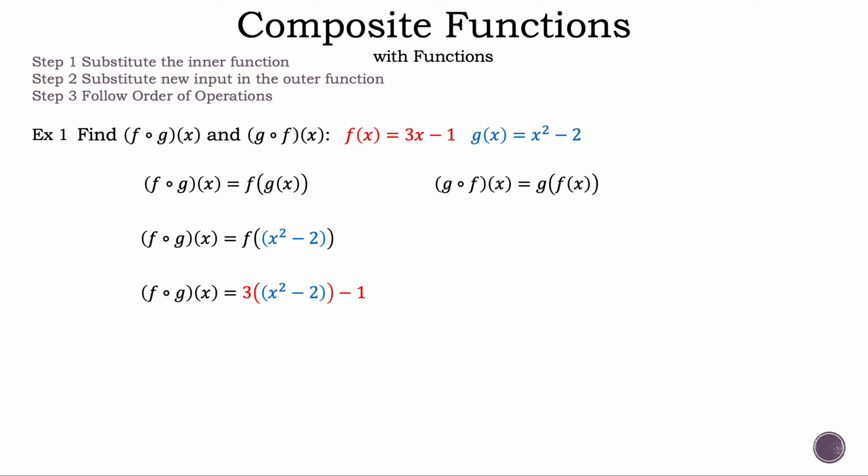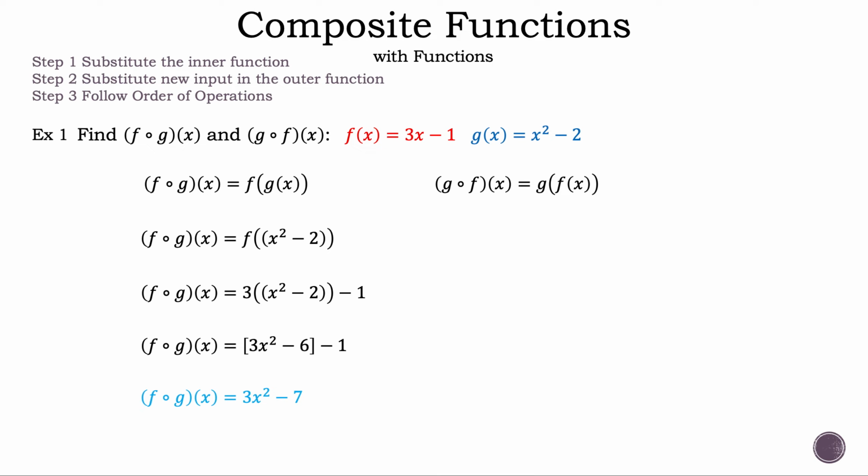So now we have f of g of x is equal to 3 times the quantity of x squared minus 2 minus 1. Let's distribute that 3 to both terms in the parentheses. So we have 3x squared minus 6 minus 1. And minus 6 minus 1 is minus 7. So f of g of x is equal to 3x squared minus 7.